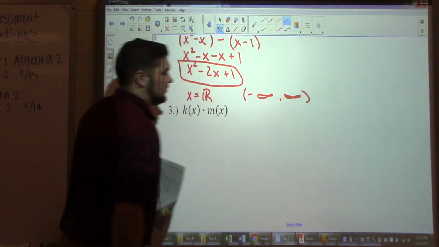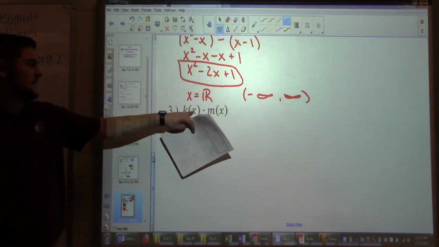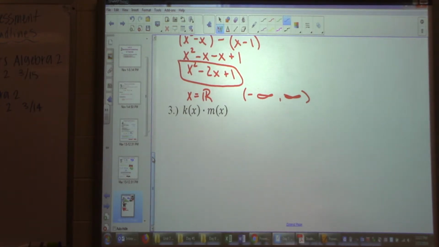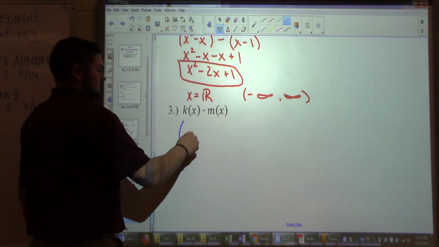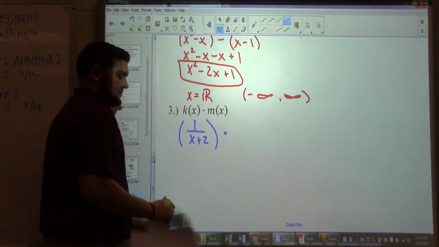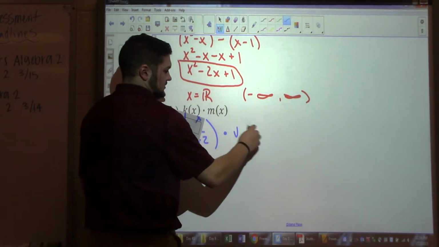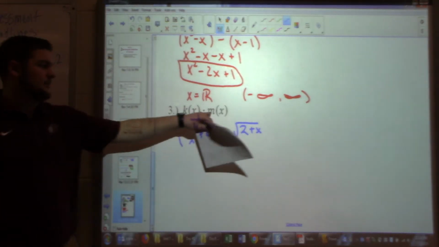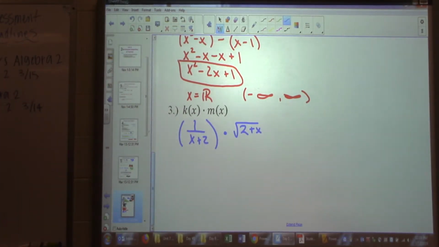Alright. We're multiplying the next one, k of x times m of x. Well, k of x is 1 over x plus 2, times square root of 2 plus x. Right? M of x is square root of 2 plus x. Okay. How do we multiply those?